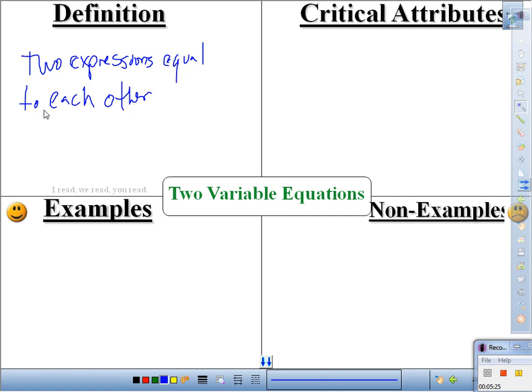Two expressions equal to each other, comma. Pass it to someone. Julian, finish it off. With two variables. Hands up if you agree with that. That is correct.